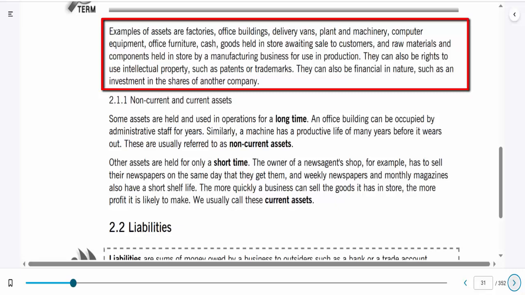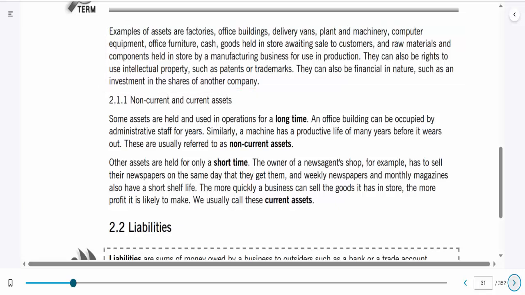Computers and office furniture, basic equipment that keeps the office functioning. Cash, money available for use in the business. Goods held in store inventory, products waiting to be sold to customers. Raw materials and components. These are the materials a manufacturing business might keep to make products.